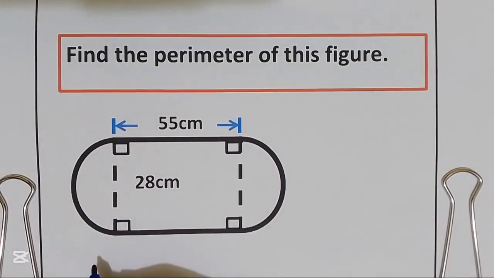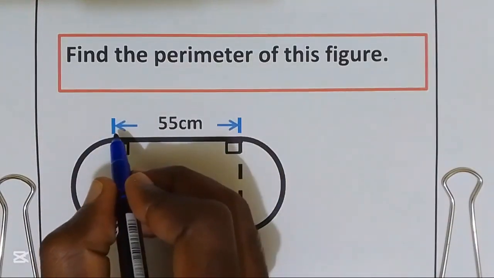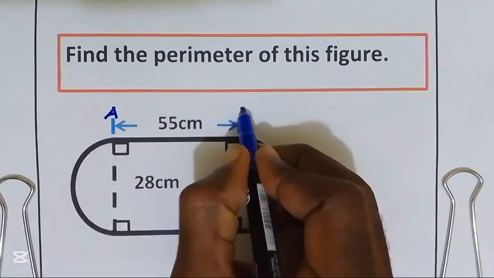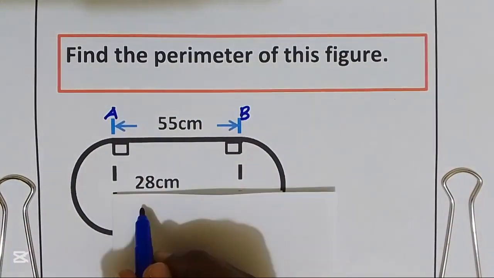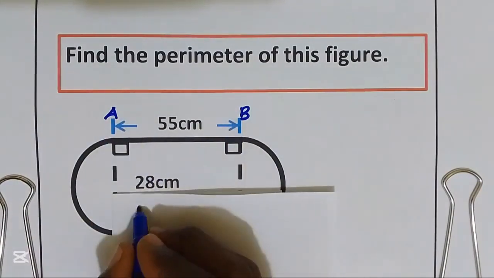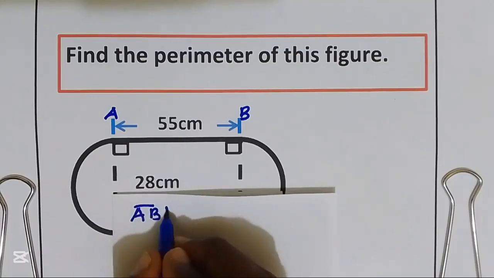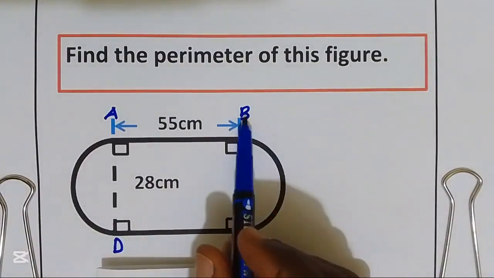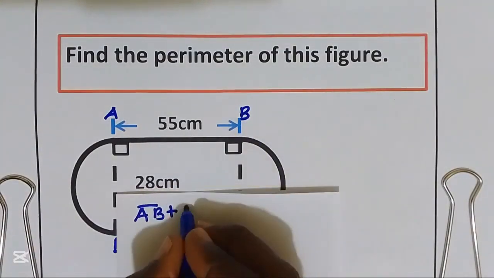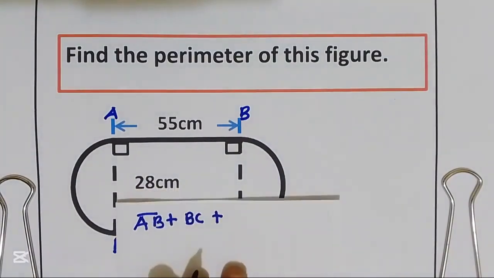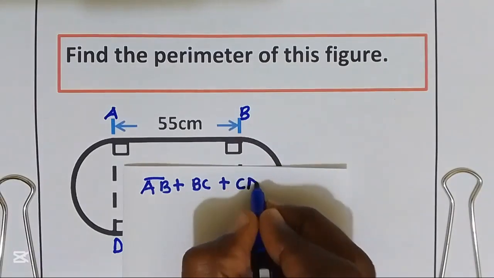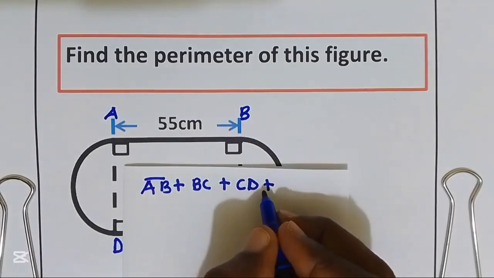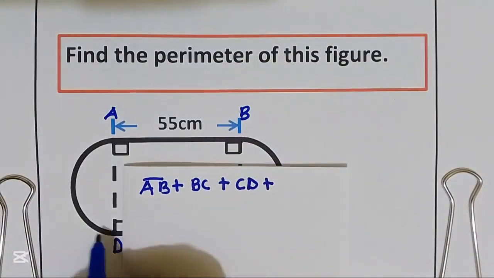Let me start by naming the figure. I will call this figure A, B, C, D. Our perimeter is the same as taking distance AB plus arc BC plus distance CD. Again, we are going to add arc DA.